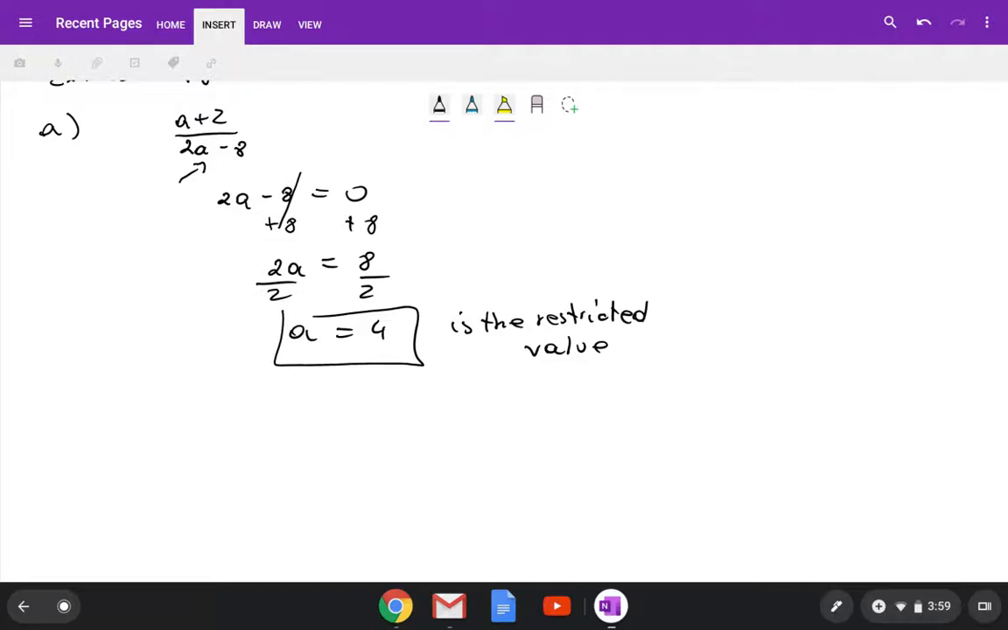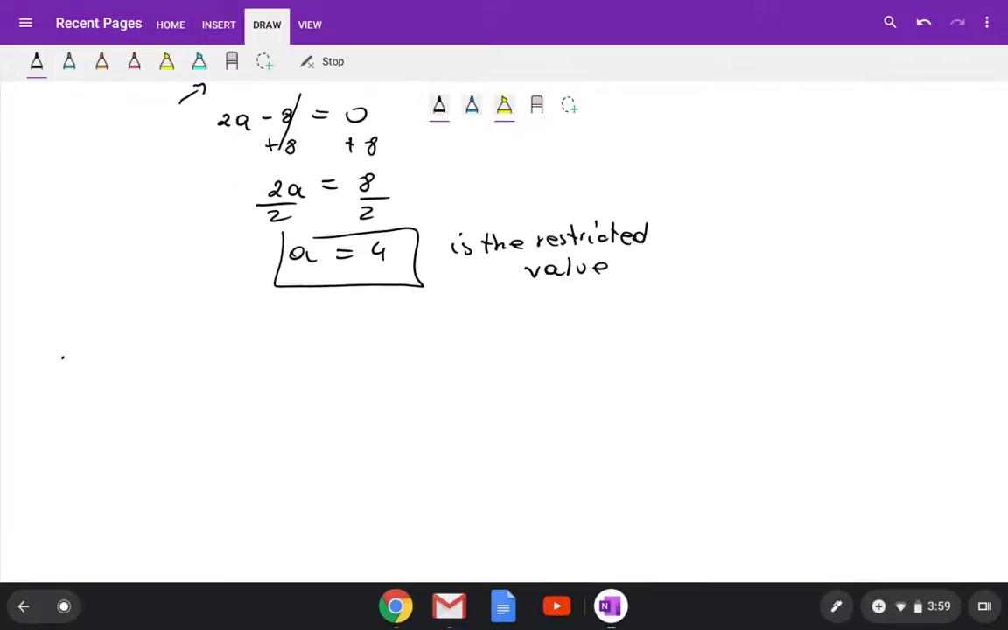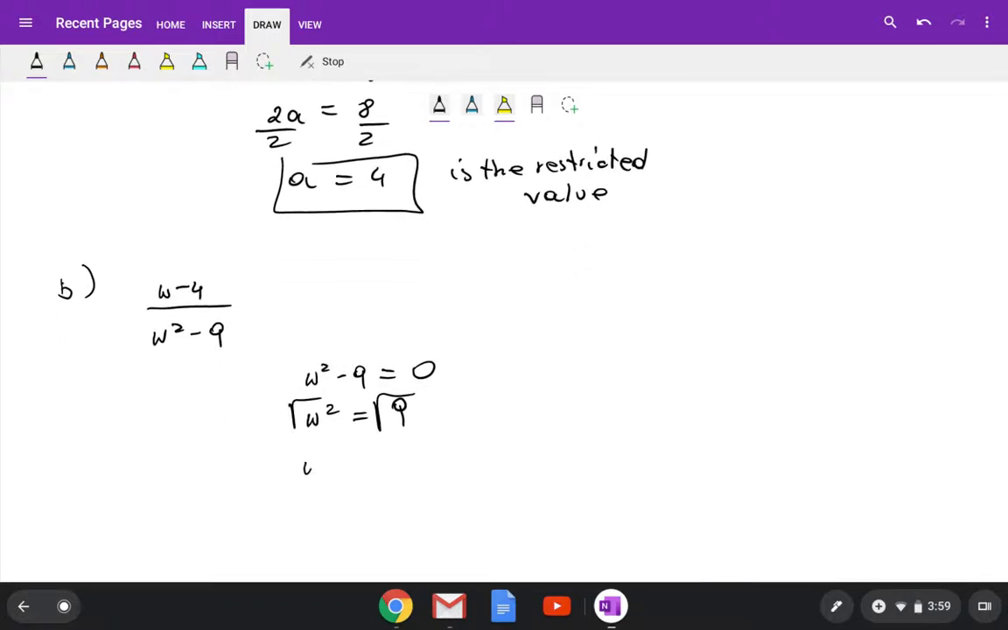Let's do a little more to find the restricted values. Let's do b. w minus 4 over w squared minus 9. So take the denominator and make it equal 0. So that will be that w squared is equal to 9, I'm adding 9 to both sides. And to solve for w, you're taking the square root. That will give you that w is equal to 3 and w is equal to negative 3. So we have two restricted values.